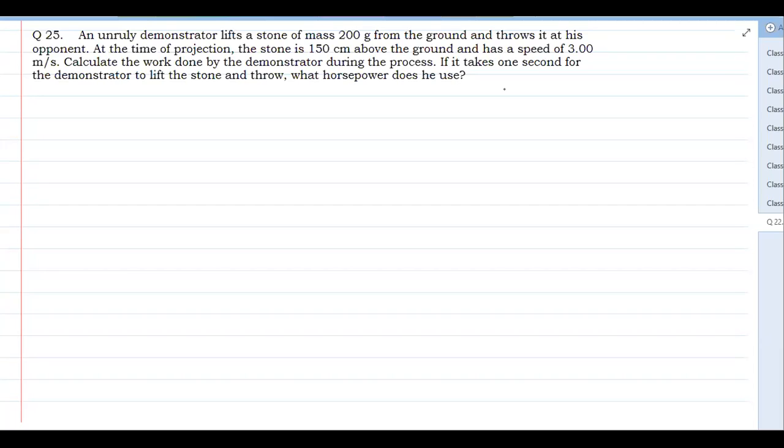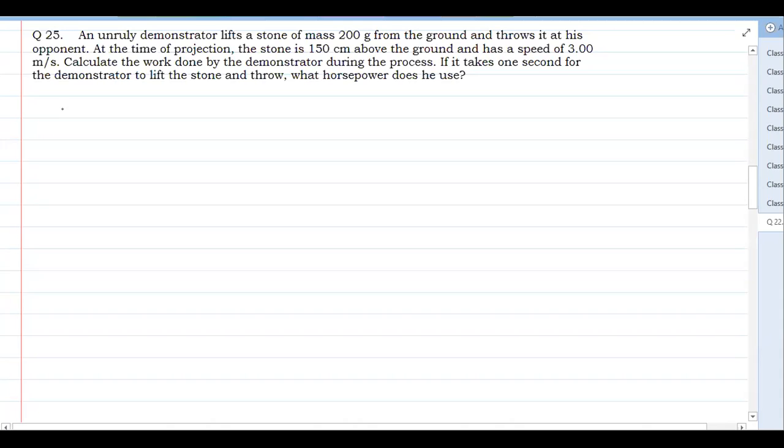At the time of projection, the stone is 150 centimeter above the ground and has a speed of 3 meter per second. Calculate the work done by the demonstrator during the process. If it takes 1 second for the demonstrator to lift the stone and throw, what horsepower does he use?